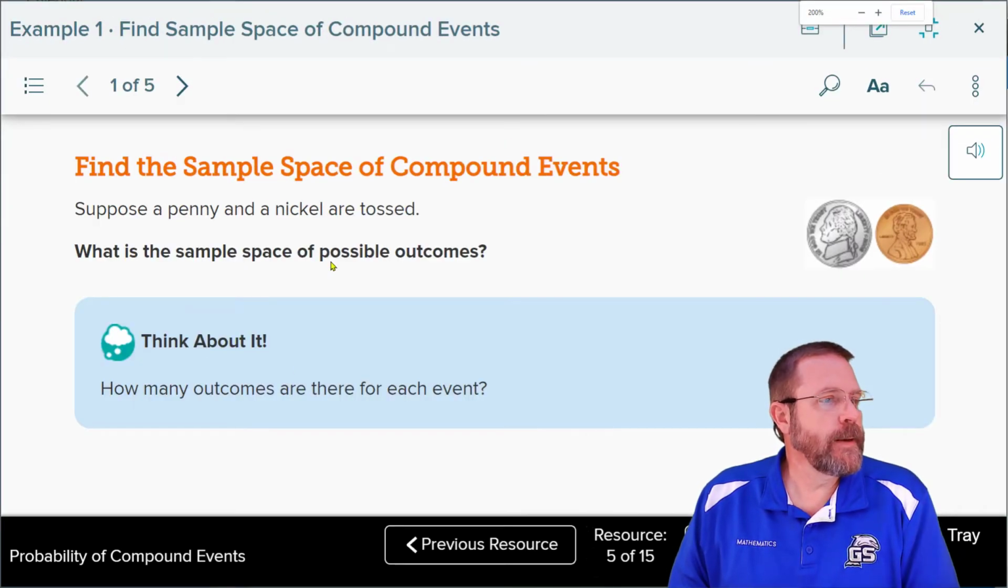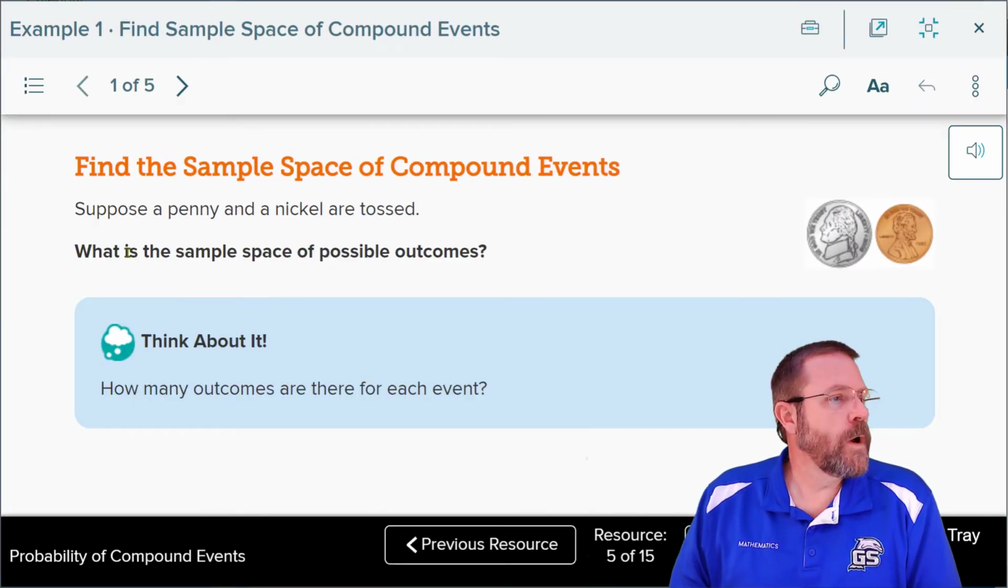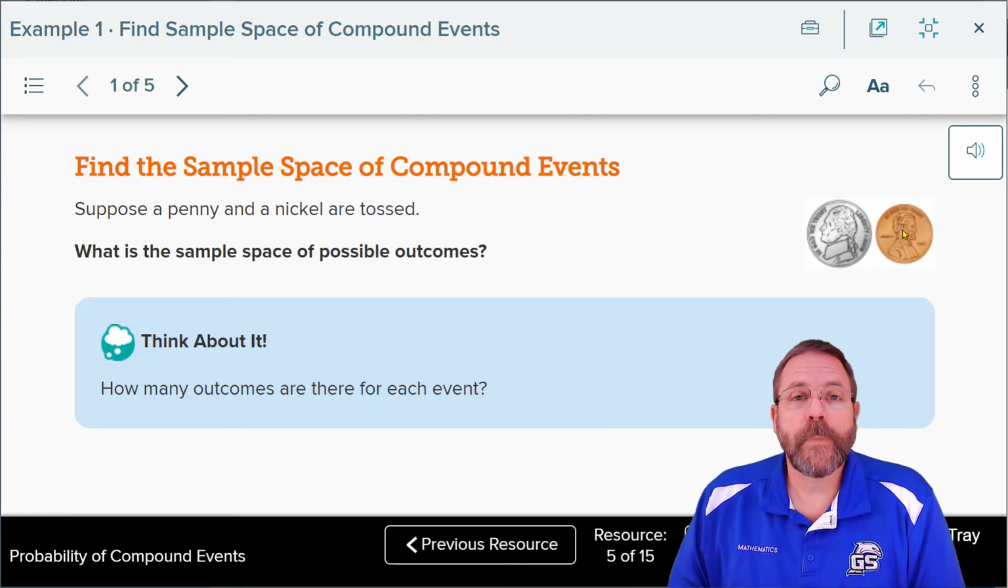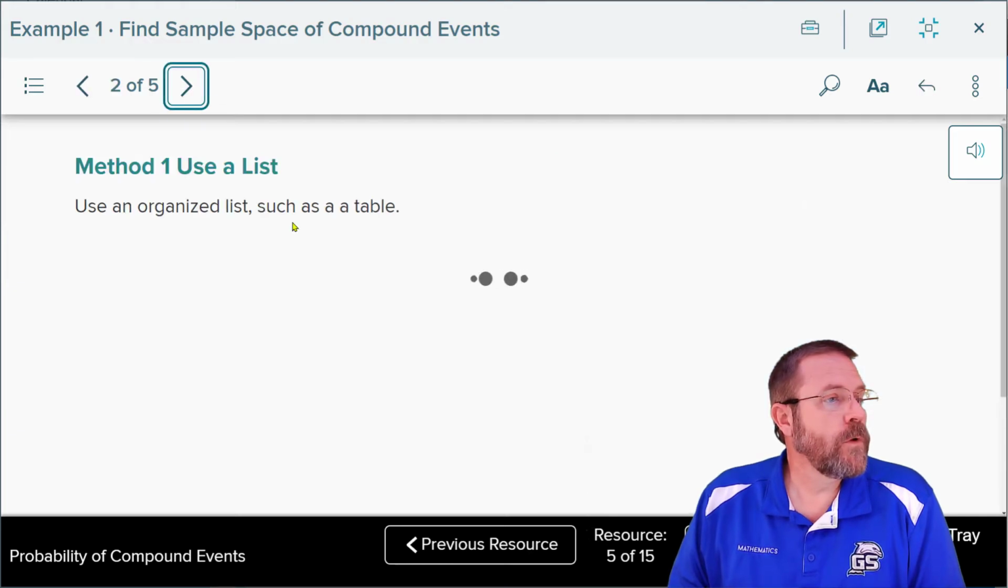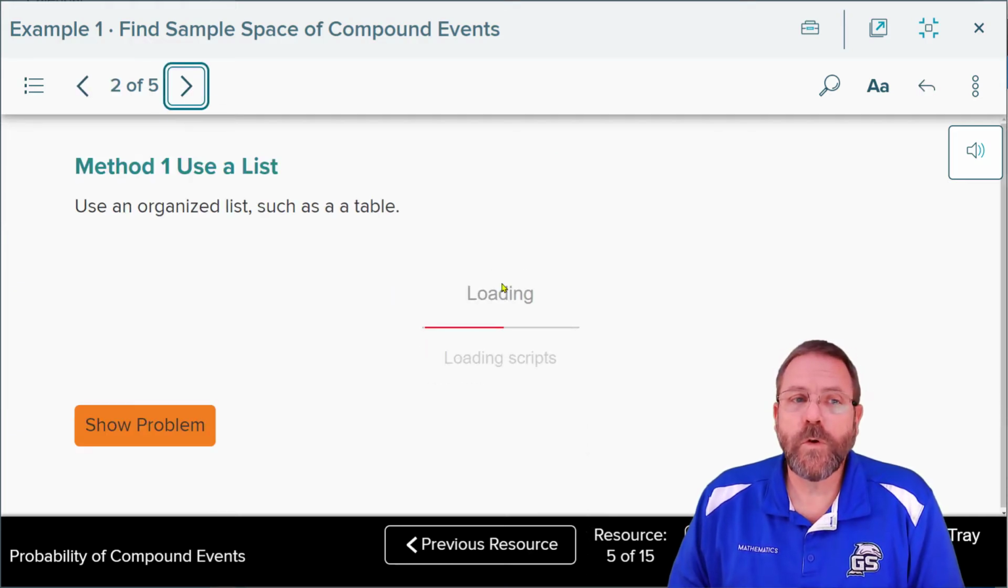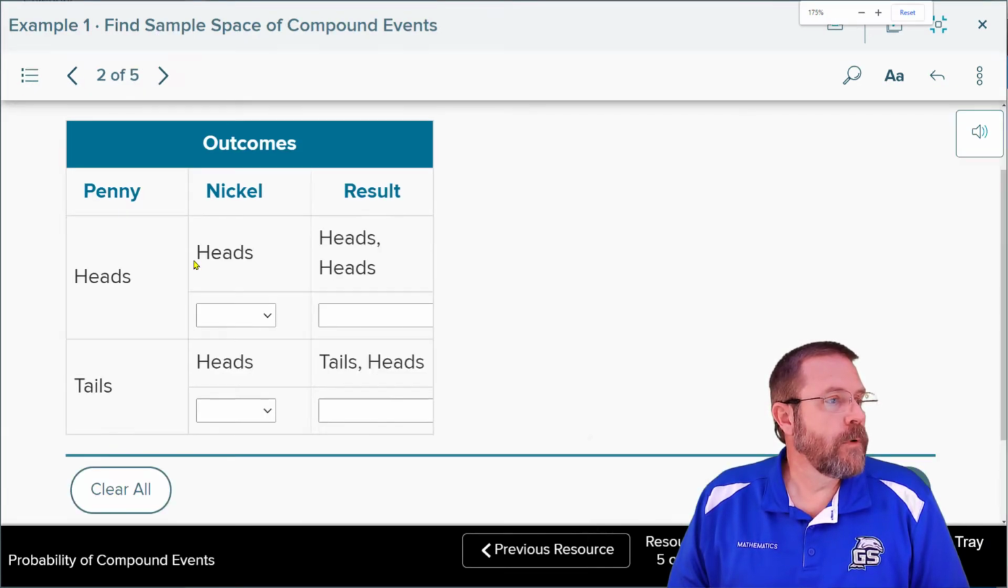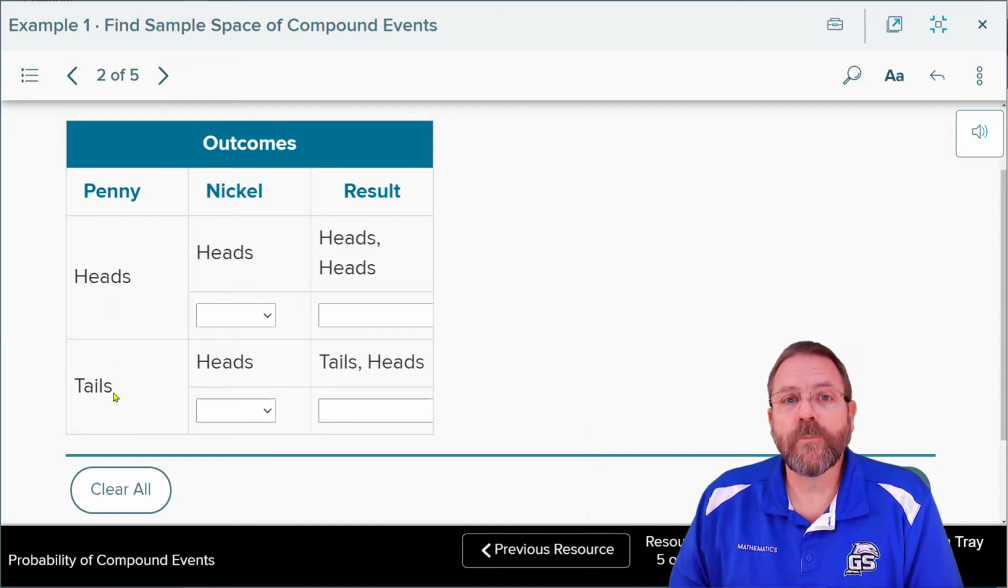Suppose a penny and a nickel are tossed. What is the sample space of all the possible outcomes? Well, on the nickel, you can either get a heads or a tails, right? On the penny, that's right, a heads or a tails there as well. So, a couple ways you can do this. You could start off by making a table, and you could see that on the penny right here, you would either get a heads or a tails.